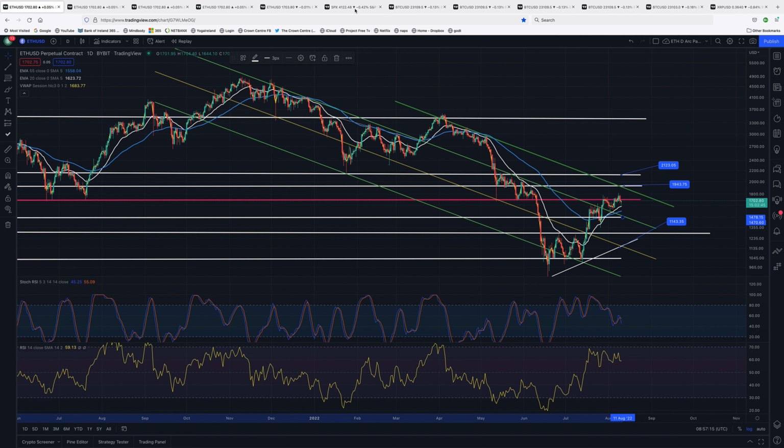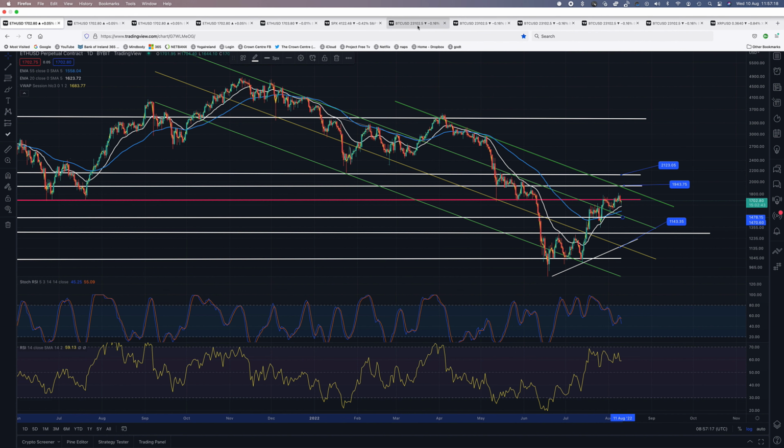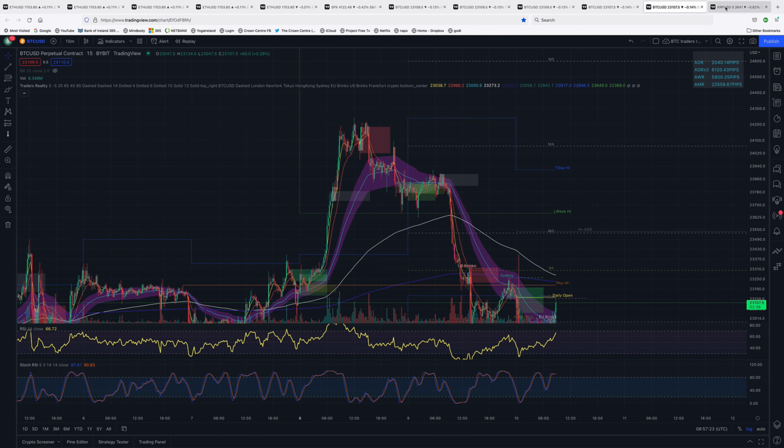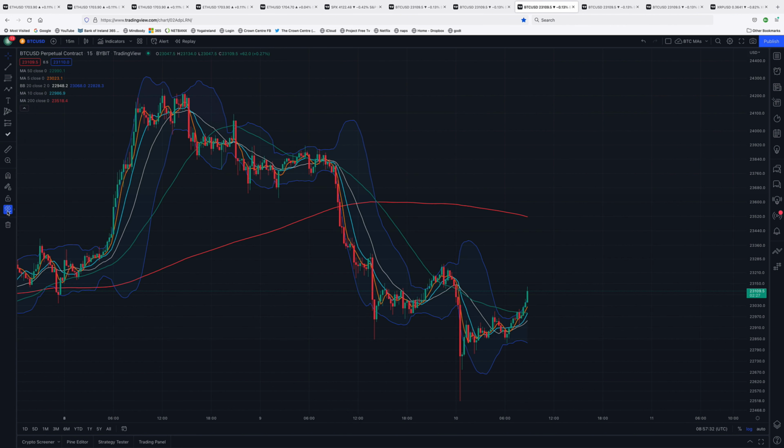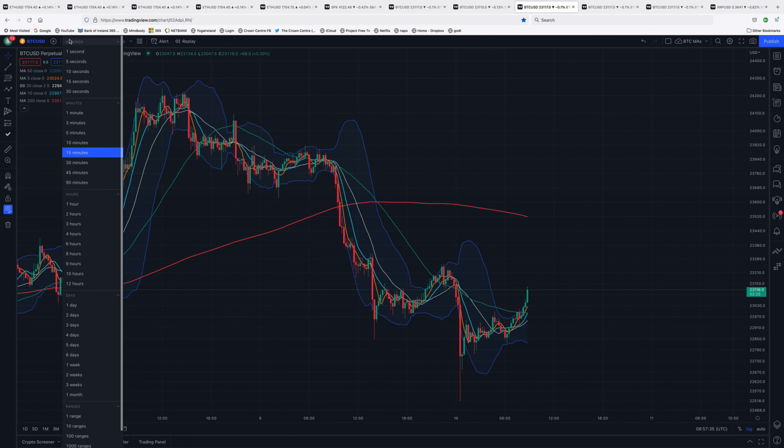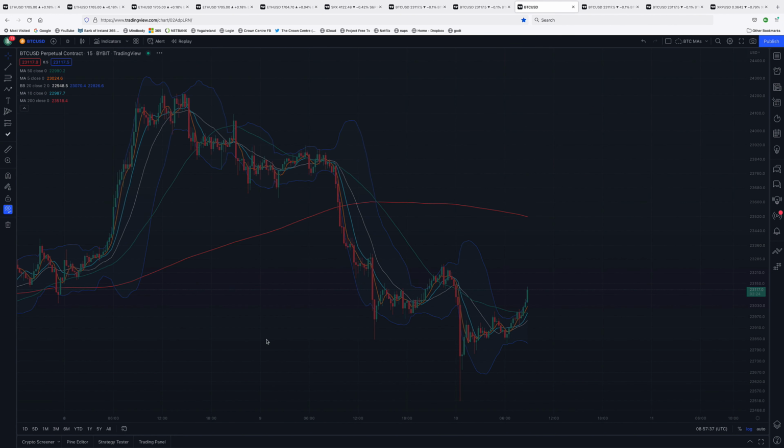Let's start with Bitcoin first, and I'll start with the daily MAs, because Bitcoin is setting the intention now. Okay, now I'll hide my drawings and I'll change to the day.